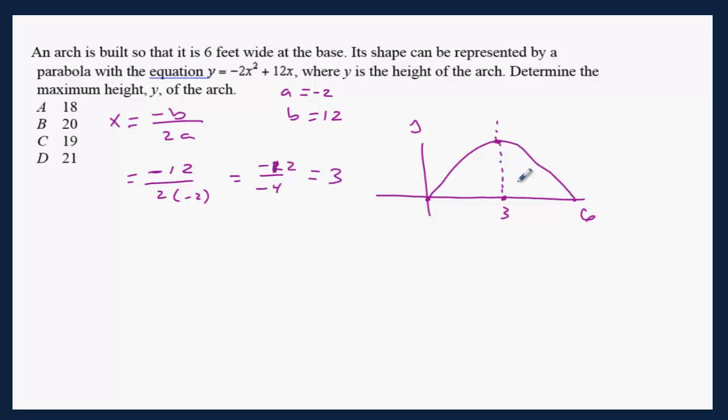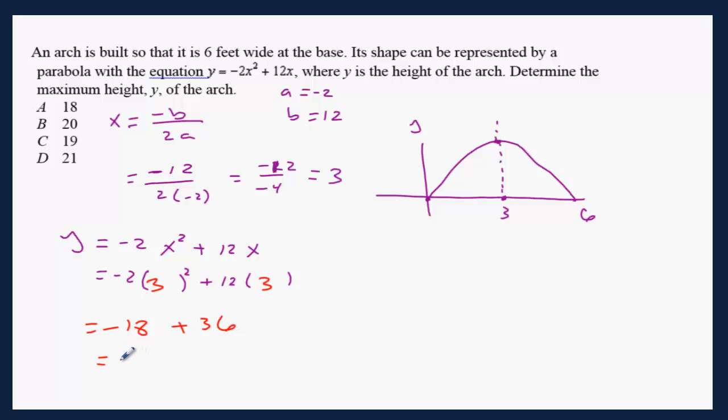We need to find the y value when x equals 3. Therefore, if y equals negative 2x squared plus 12x, we need to find the value of y when x equals 3. That's negative 2 times x to the power of 2 plus 12 times x. You substitute 3 for x and find the y. 3 squared is 9. 9 times negative 2 is negative 18, plus 12 times 3 is 36. Negative 18 plus 36 is positive 18. Therefore, when x equals 3, y equals positive 18. The coordinate of this point is 3 and 18. The maximum height is 18.